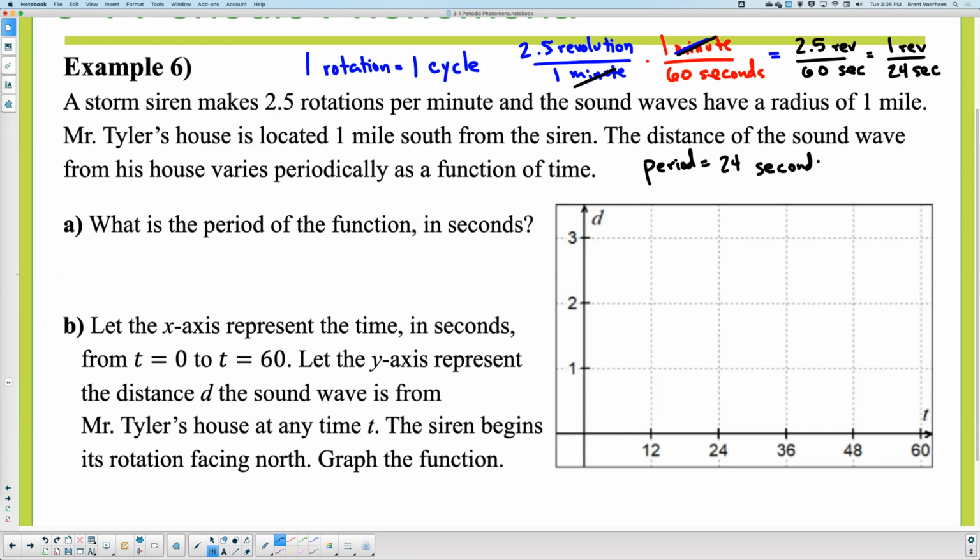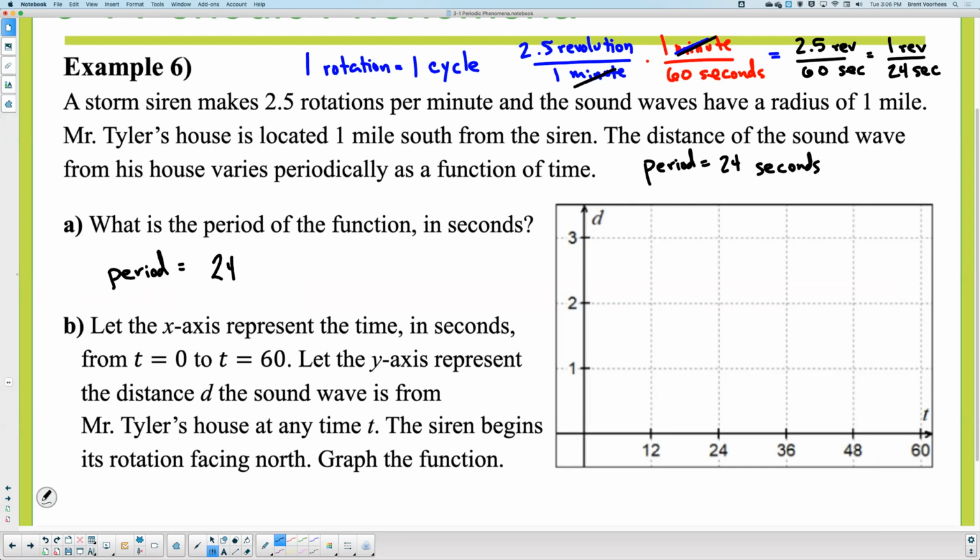Okay, so continue on here. The sound waves have a radius of 1 mile. So this is talking circular, which is why they use rotations. Mr. Tyler's house is located 1 mile south of the siren. The distance of the sound waves from his house varies periodically as a function of time. What is the period of the function? Oh, we just got that. It's 24 seconds. That's what I did up there. So I'll put here 24 seconds, 1 cycle or 1 period.